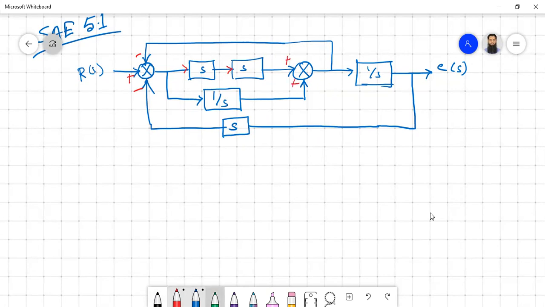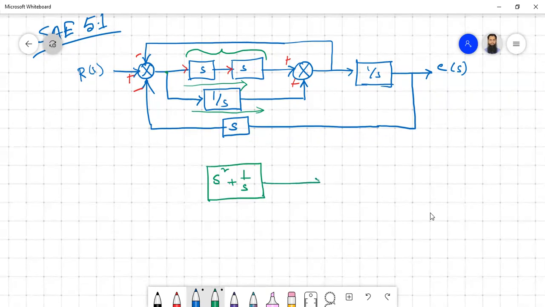Now, the first thing that is evident is that these two are in cascade. They can be multiplied together. After multiplying that, this path and this path have the same starting and ending points, so basically they are parallel to each other. So we can just combine them: S multiplied with S square, then plus S with the feedback 1 by S. So in a single line, we can do both tasks. Okay, so after that, what we have is 1 by S, and we have a summing junction here.